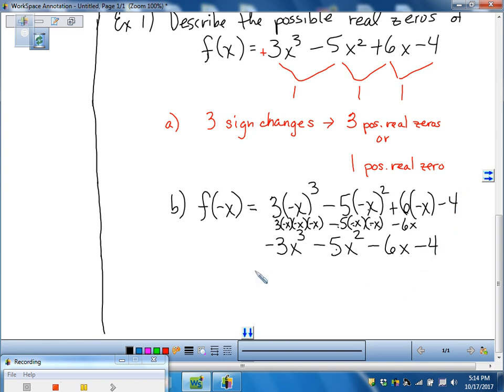Alright, so now that I've simplified plugging in the negative x, now we're going to look for our sign changes. From the first term to the second term, a negative and a negative, it stayed the same, so there was no sign change. Go to the next one, negative 5x squared to negative 6x, again, no sign change. And then negative 6x to negative 4, again, no sign change. So we had 0 sign changes.